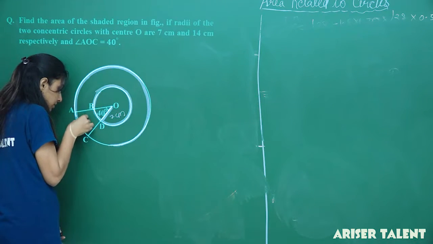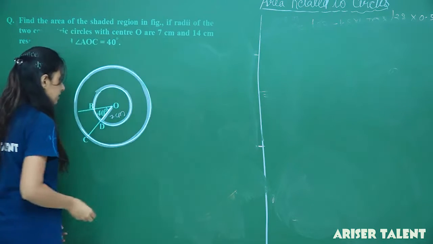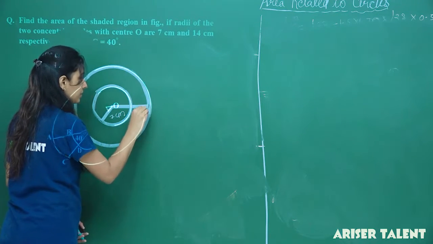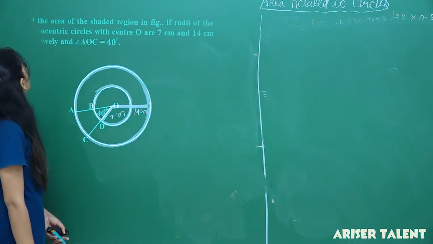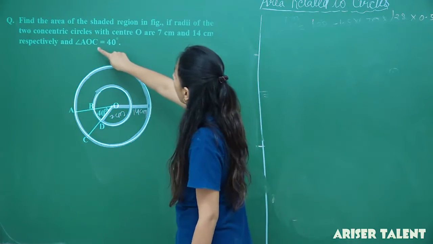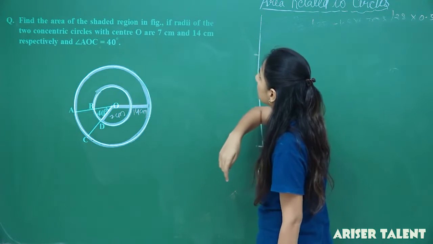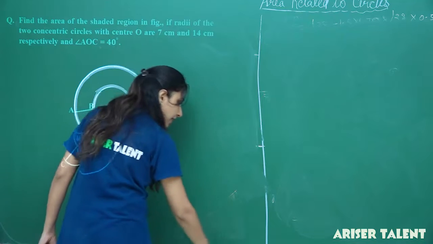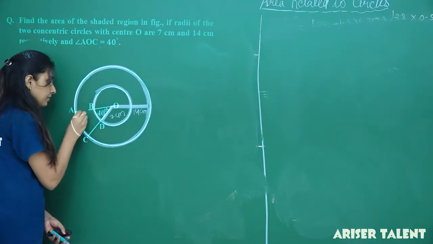Okay, students. Now this other circle's radius is what? It's 14 centimeter. Okay, now it's also giving you angle AOC. This angle AOC equals 40 degree. You can see it here. Find the area of the shaded region. Now the shaded region, I will specify it for you. Okay, students. So this is the shaded region.